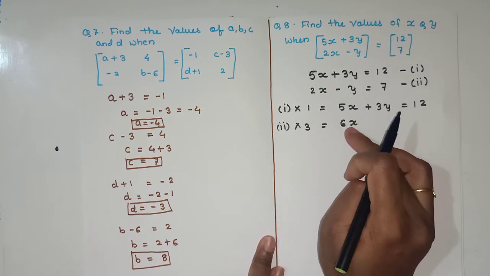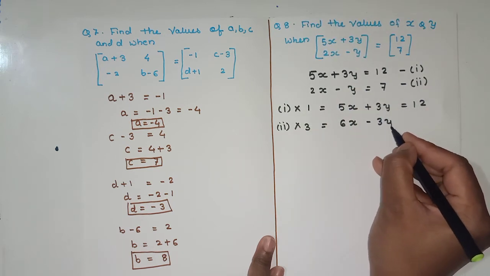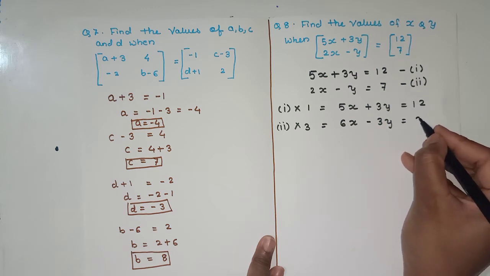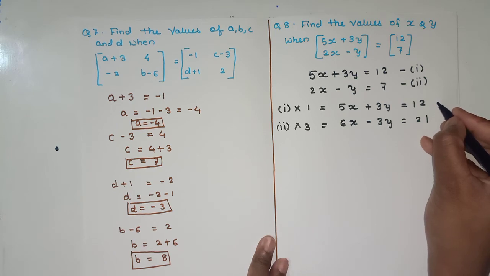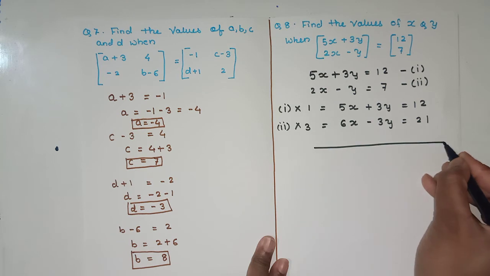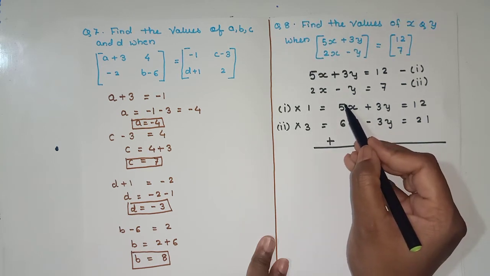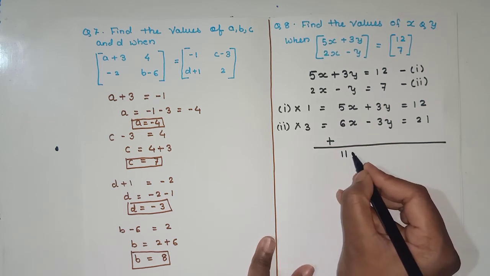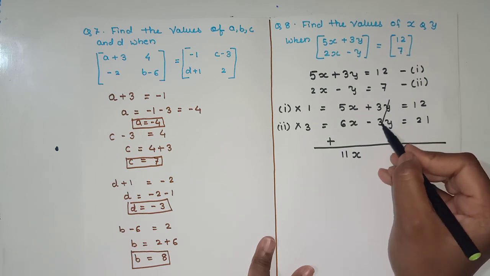3 into 2, 6x. 3 into minus 1, minus 3y. Okay, and this 3 into 7 equals to 21. Okay, now this is my third equation and this is my fourth equation. Now I am going to add both of these two equations. Now when I will add it, 5 plus 6, how much I will get? 11x. And this plus 3y and minus 3y will become 0.